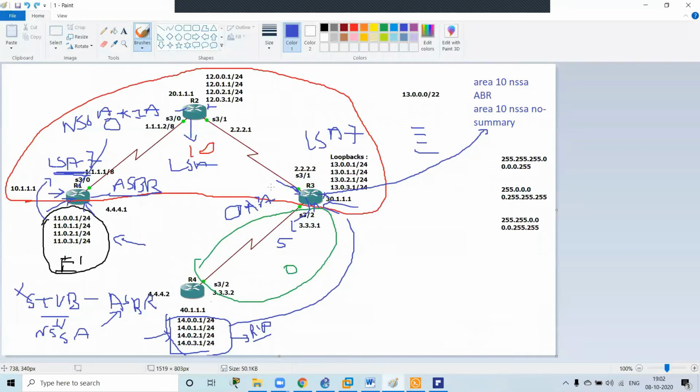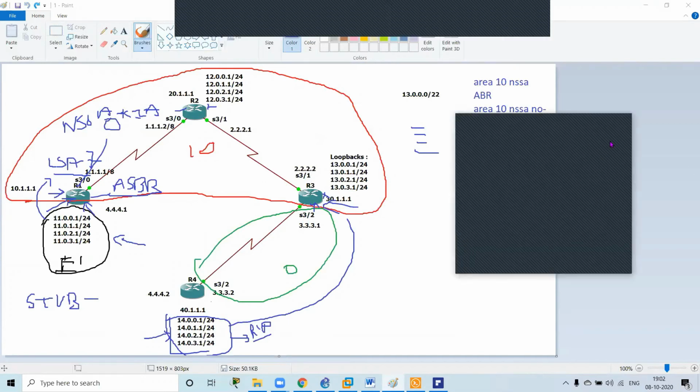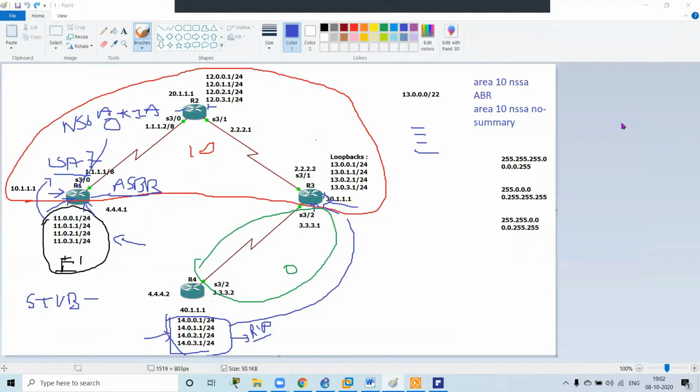This you are telling? This topology you want? Yes, this topology. Give me a minute, please. Mhm. Okay, done. Robert has shared this thing in the group, I think so. Okay, done.